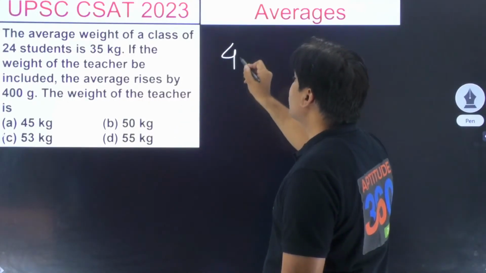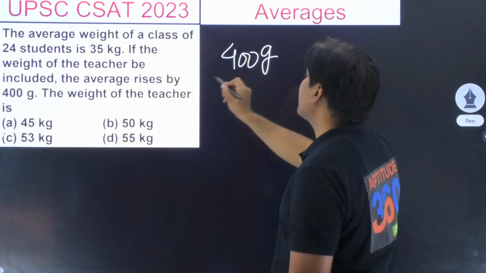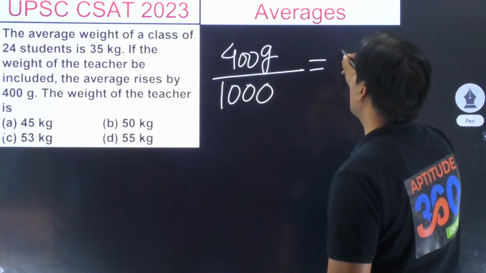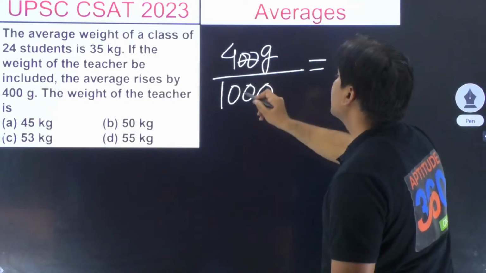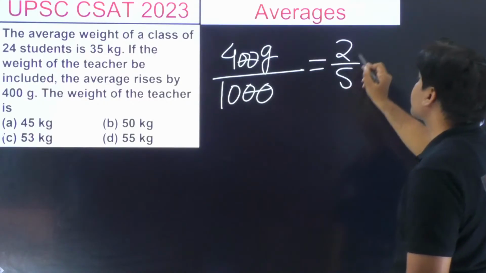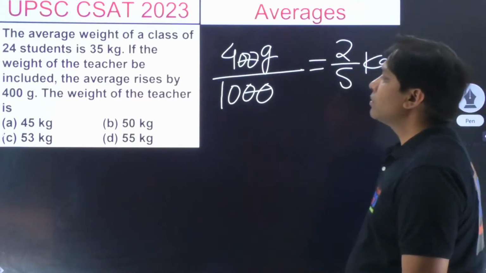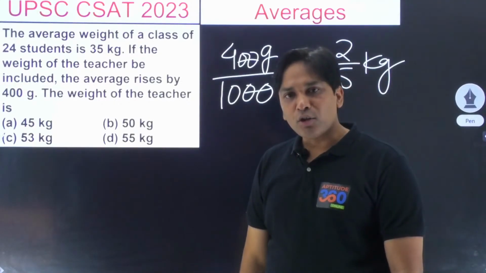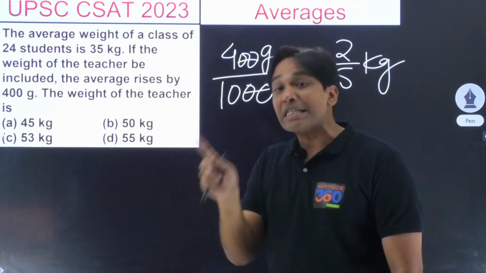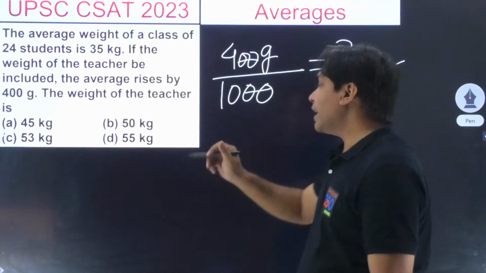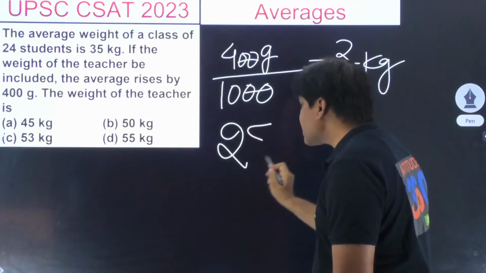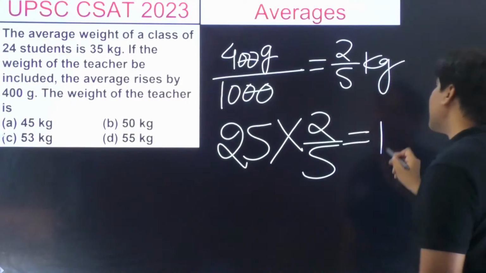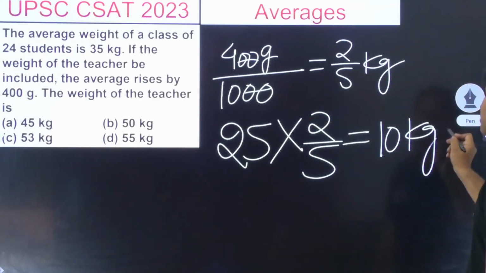So let us convert 400 gram into kilogram. How do we do that? We divide it by 1000, and if you simplify this, it is coming out as 2 by 5 kilogram. So per person there is a benefit of 2 by 5 kilogram. And how many persons are there? 24 students plus one teacher. So there are 25 persons, and per person benefit is of 2 by 5 kilogram. What is the collective benefit? If you simplify, it is 10 kilogram.